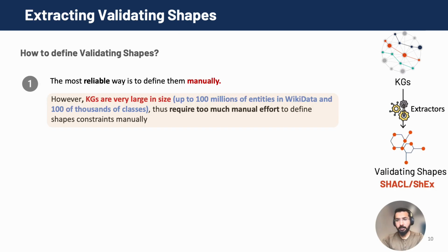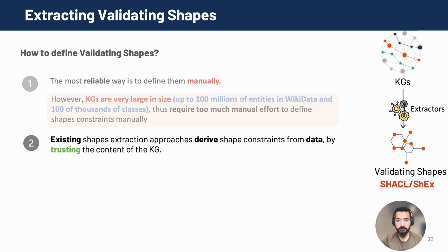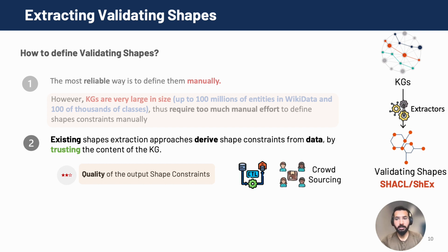Now that we have seen it is cumbersome to manually define shapes for graphs having thousands of classes and properties, we explore the existing automatic approaches to derive shapes from the data. But the existing approaches derive shapes by trusting the data, which results in compromising the quality of the output shapes. Because knowledge graphs are usually created by crowdsourcing and using ETL pipelines, they are prone to contain errors.